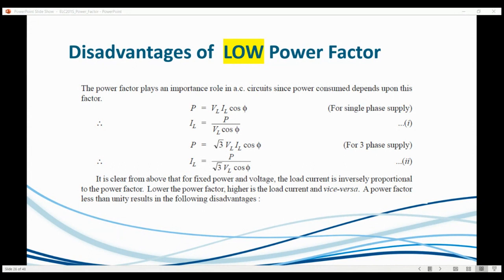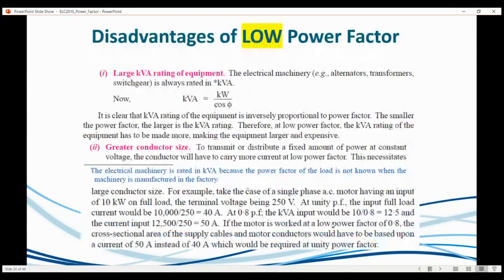And a low current gives you a higher power factor. So a power factor less than unity results in the following disadvantages. What we're saying here is that you'll never get 100%, but a power factor of 1 is the ideal. Having a poor power factor, and this is why it's important to know this, has consequences for the equipment.